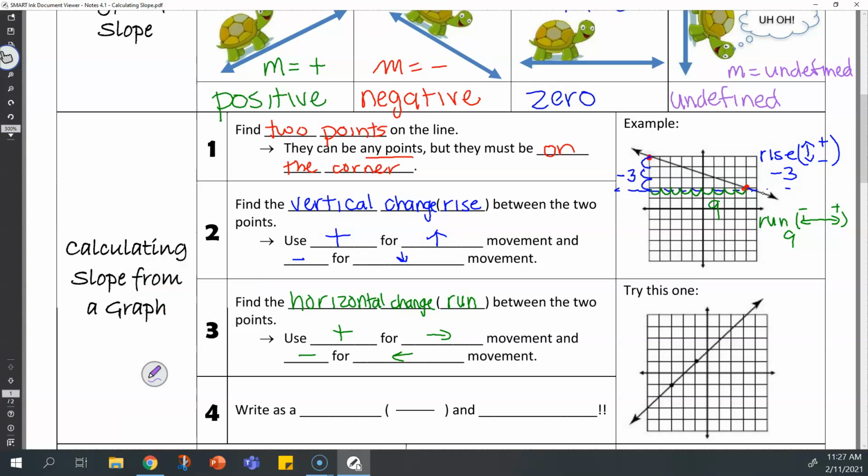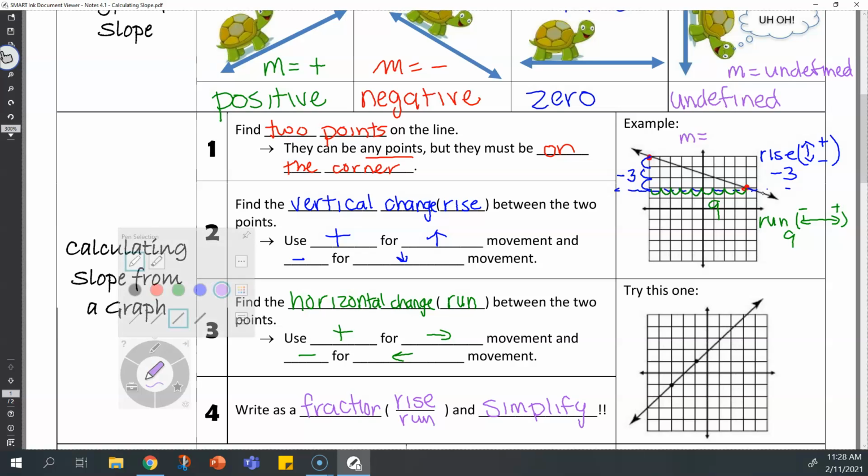Once I have my rise and my run, all I have to do with that is write it as a fraction, with rise being in the numerator on the top and run being the denominator on the bottom. So I'm going to set that up as a fraction of rise over run, and then I'm going to simplify that. Fortunately for us, simplifying is pretty easy to do when we have Desmos. So I'm going to set this up as rise over run. So m equals the rise, which was -3, over the run, which we found was 9.